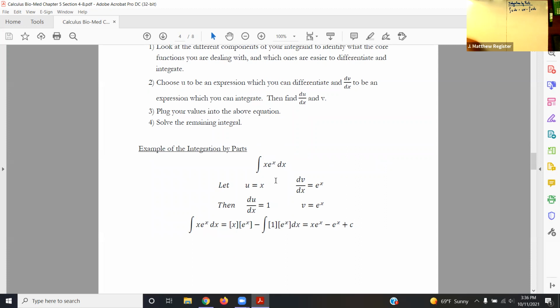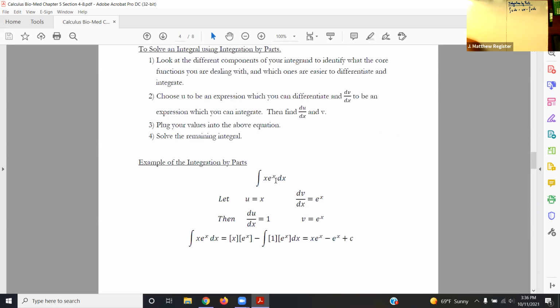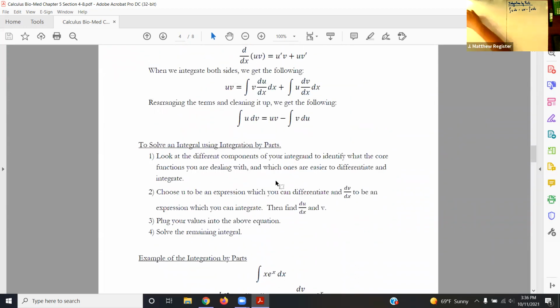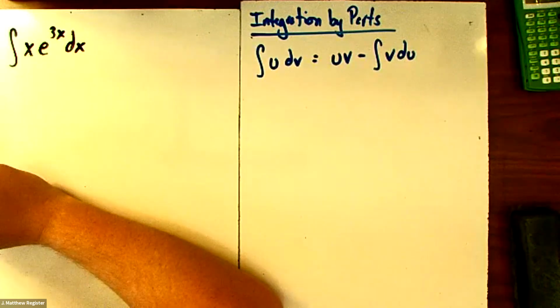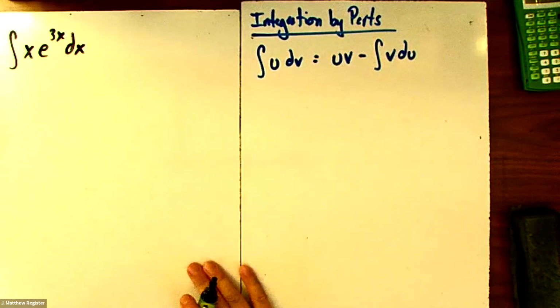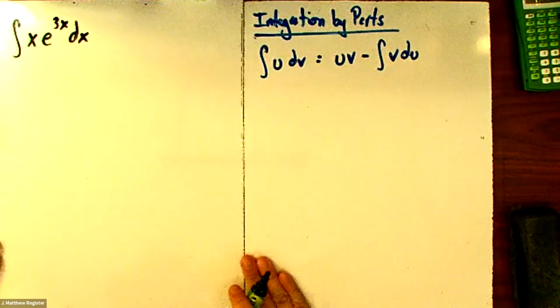I have an example here. Yeah, I guess we can do something similar to this. I want to do one which is a little bit harder than this one. And so let's do the integral of x e to the 3x. That's a better problem. At least a little bit more complicated. And so the integral of x e to the 3x dx.